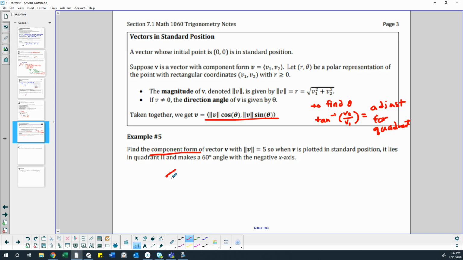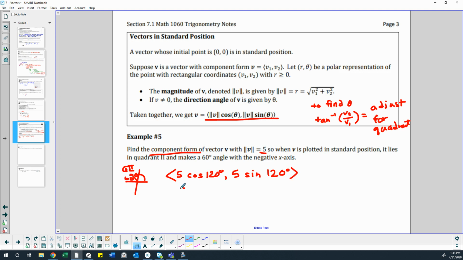So we're just going to go magnitude 5 times the cosine of, well, maybe we want to graph this really fast because it's quadrant 2 and it's going to make a 60-degree angle with the x-axis. So what angle is that really? Perfect. Thank you, Mason. So then we have 5 sine 120. And now all we do is multiply that through.